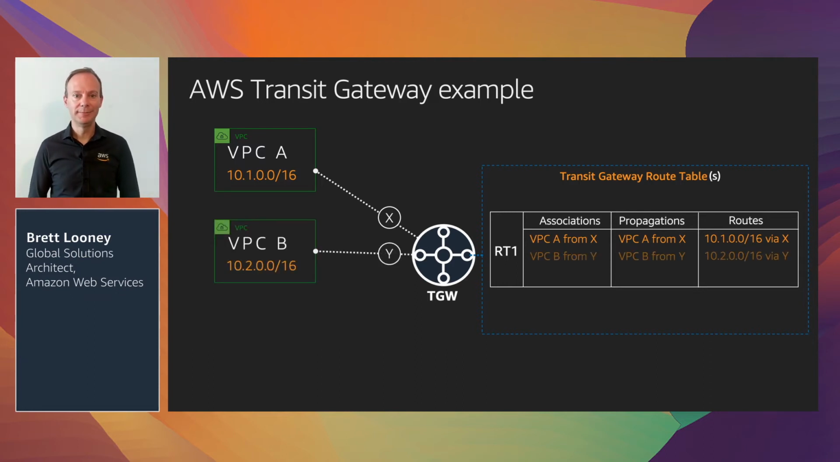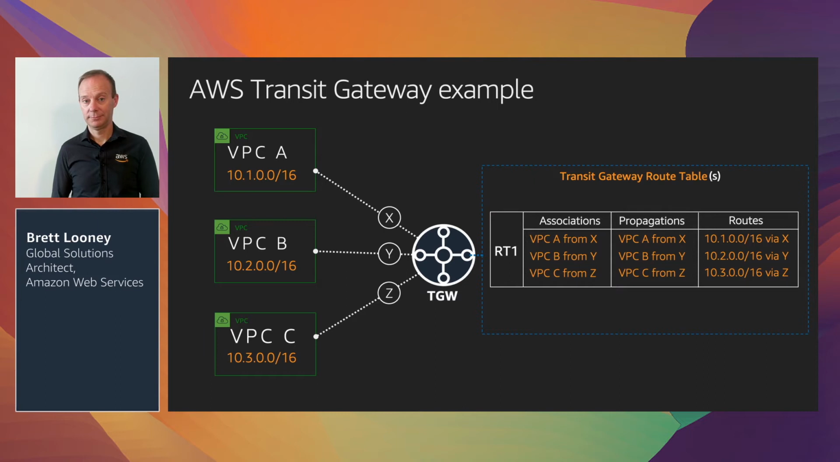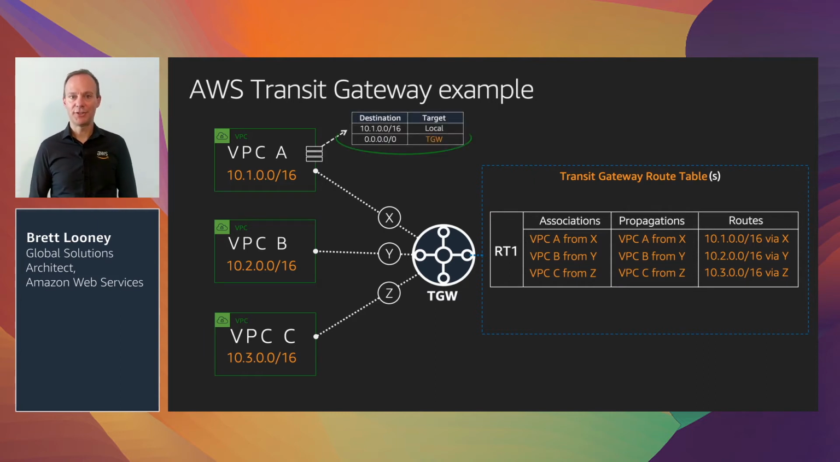VPC B is the same way. Everything is now from Y, and this is 10.2. And VPC C is 10.3. Our route table in VPC A is actually really, really simple. It basically says for everything, go to transit gateway, because there's only one link out, and that's cool. So very, very simple. And again, as I said earlier, when we add more VPCs, we don't have to change the route table in VPC A.